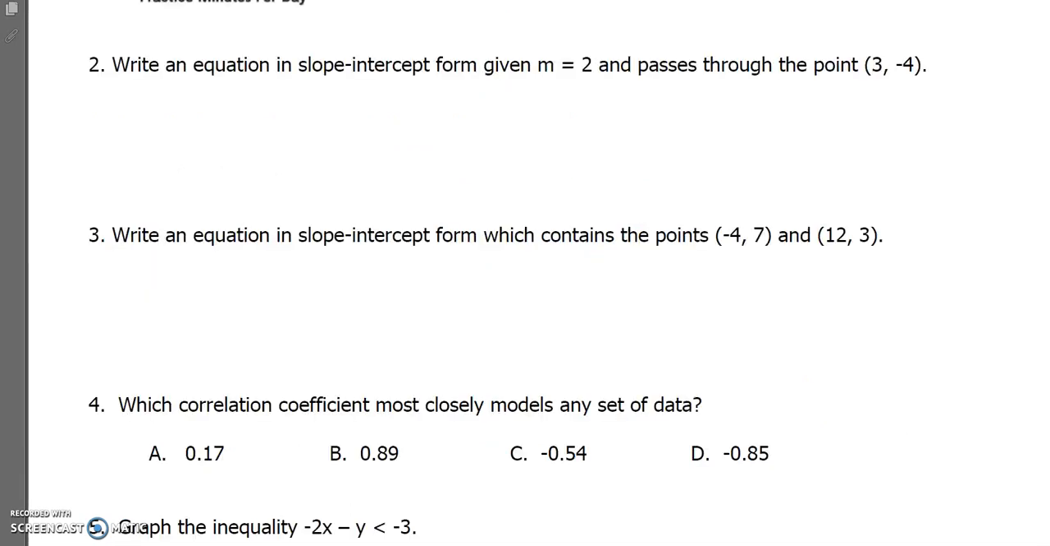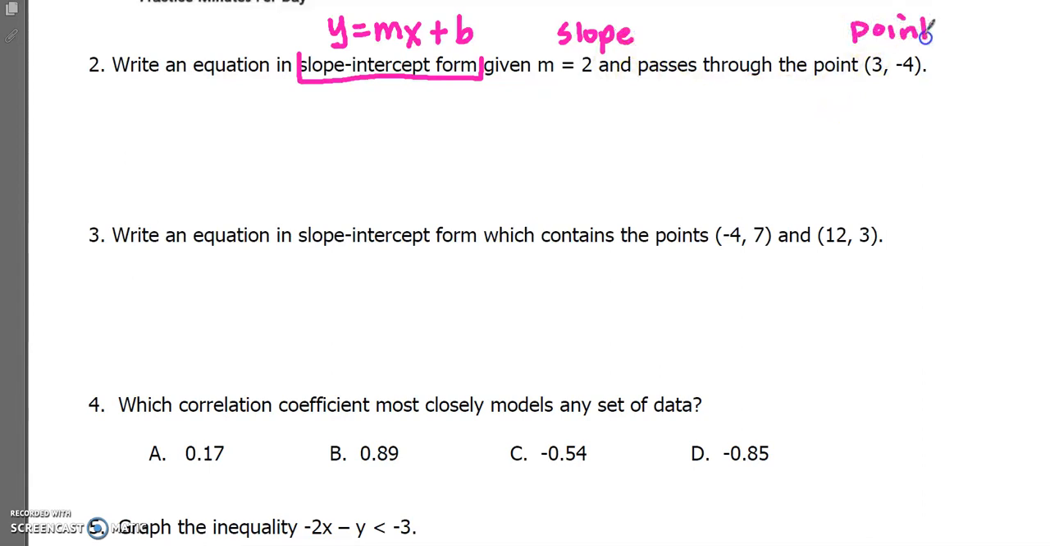All right, let's look at number 2. It says to write an equation in slope-intercept form given m equals 2 and passes through the point (3, -4). Okay, a couple of things I want to point out. Slope-intercept form, remember that is y equals mx plus b. We can find this on our formula chart. And then it says given m, remember m is the slope, and then passes through a point.